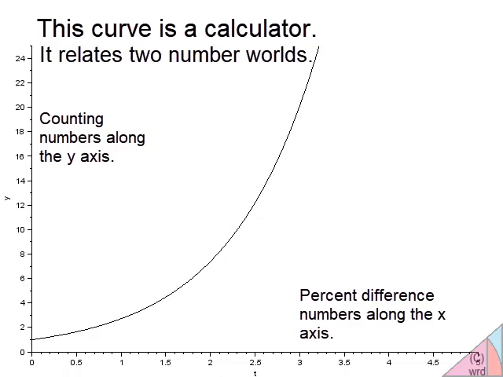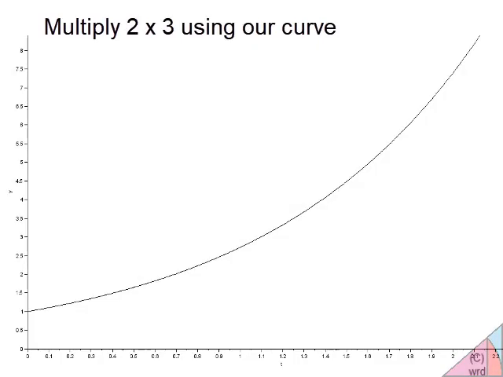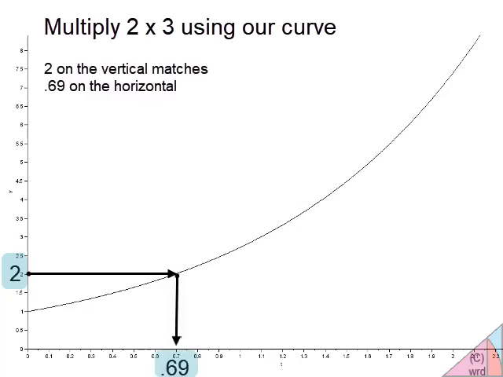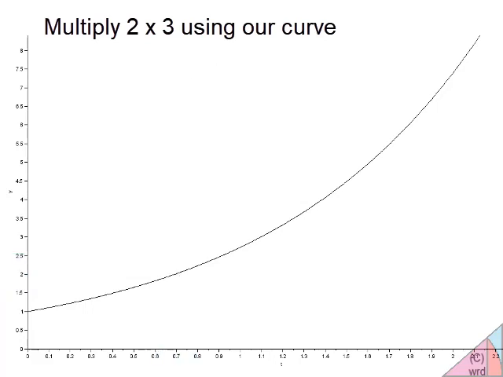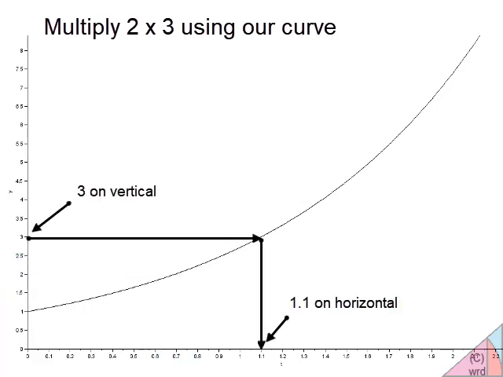Let's see an example. We multiply 2 by 3 using the curve. We find 2 on the vertical scale. Trace across to the curve and down to see around 0.69 on the horizontal scale. Now we find 3 on the vertical scale. Trace across to the curve and down to find around 1.1 on the horizontal scale.